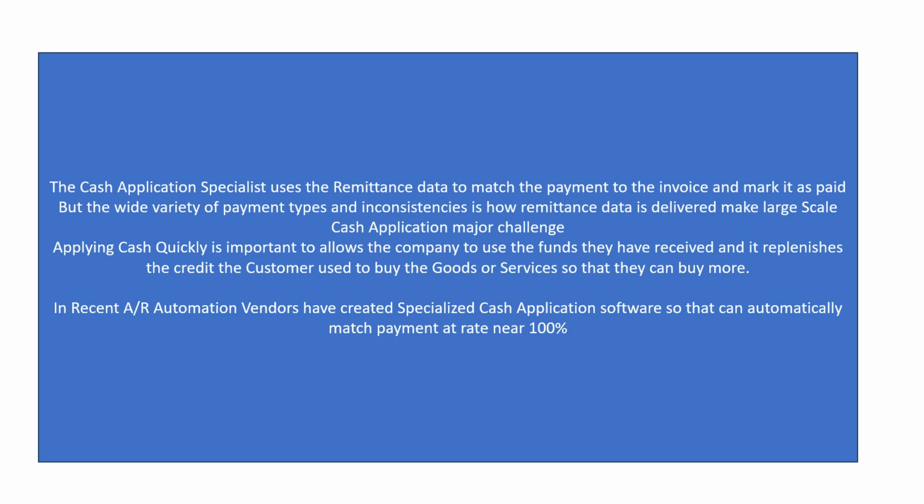So the cash application specialist uses the remittance data to match the payment to the invoice, and if it is paid, they will mark it as paid. The wide variety of payment types and inconsistencies in how remittance data is delivered make large-scale cash application a major challenge. Applying cash quickly is important, as it allows the company to use the funds they have received, and it replenishes the credit the customer used to buy the goods or services so that they can buy more.